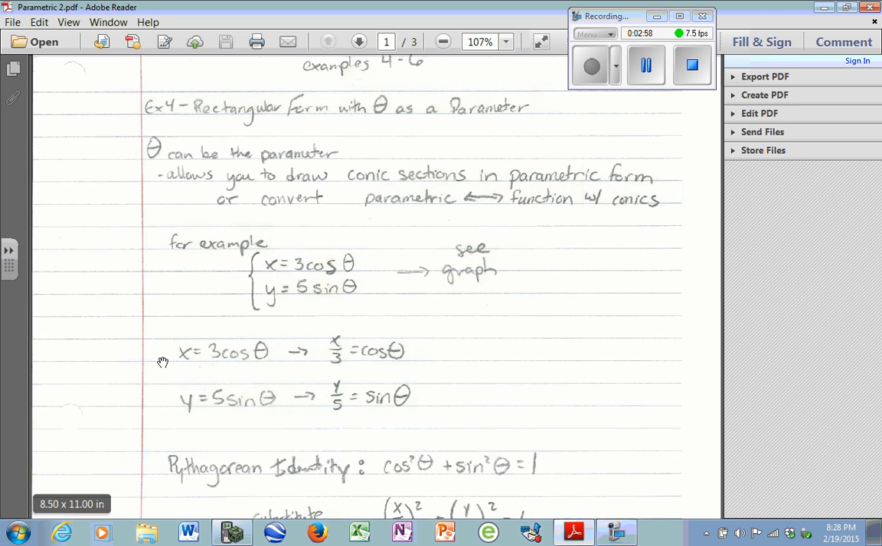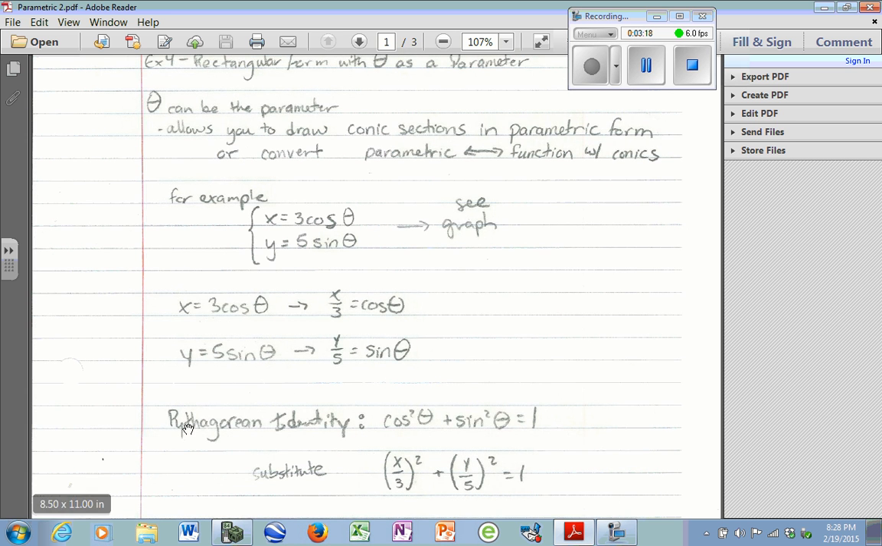So here's the method. We take this x equals 3 cosine theta and we solve it for cosine theta. Okay, we divide both sides by 3. We do the same thing here with y equals 5 sine theta. We divide both sides by 5. Now, look at this. Here comes a little trick we'll pull out of our bag from chapter 5. If we use the Pythagorean identity, which says that cosine squared theta plus sine squared theta equals 1, and we substitute in for cosine theta x over 3, we substitute in for sine theta y over 5. Oh, you can already see it coming, can't you?